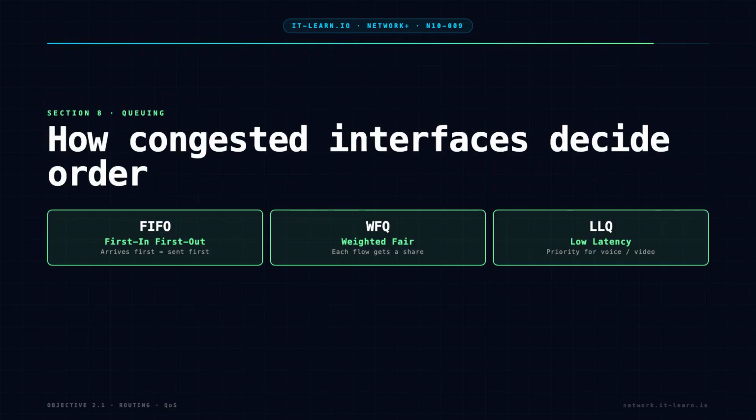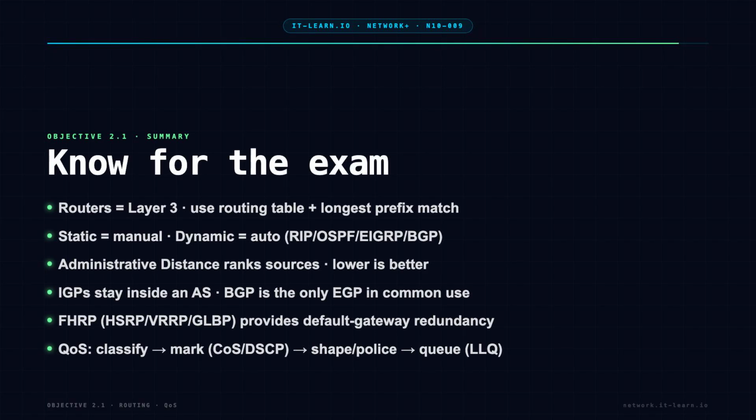Let's wrap up with a quick review. Routers use layer 3 IP addresses to forward packets between networks, using the routing table and longest prefix match to pick the best path. Administrative distance ranks routing sources, and metrics rank paths within a single protocol. Static routing is manual and predictable. Dynamic routing adapts automatically. RIP, OSPF, and EIGRP are interior gateway protocols. BGP is the exterior gateway protocol that runs the internet.